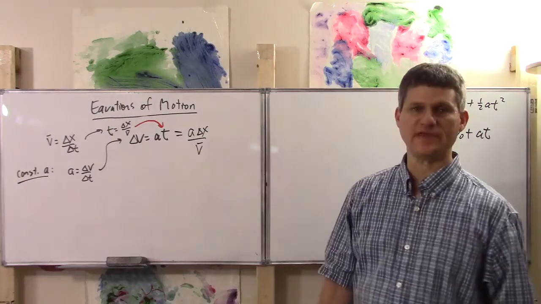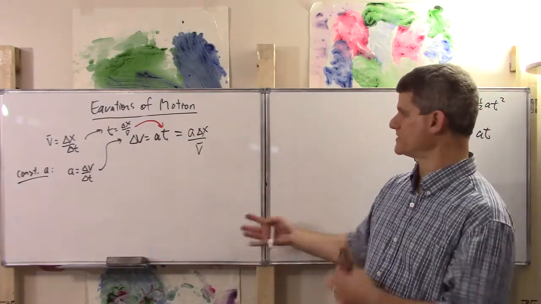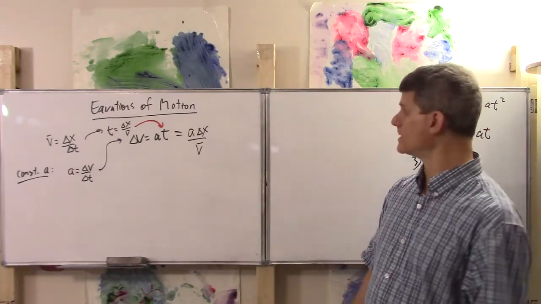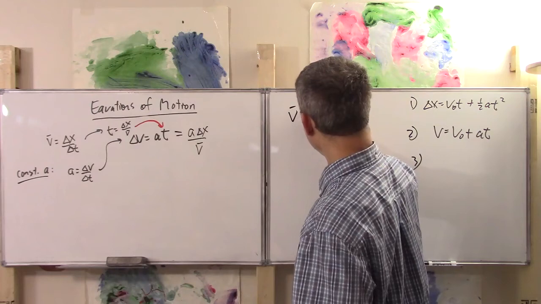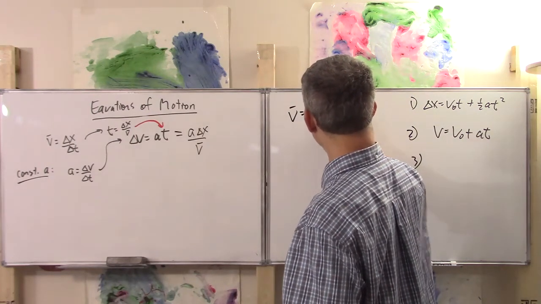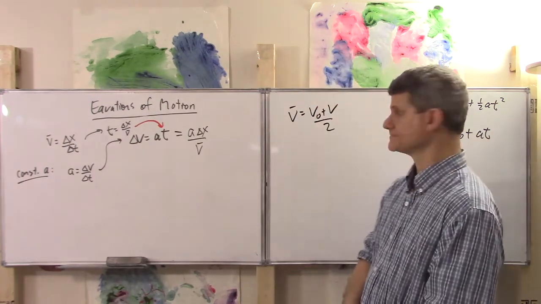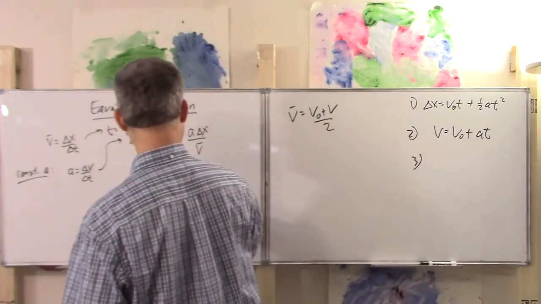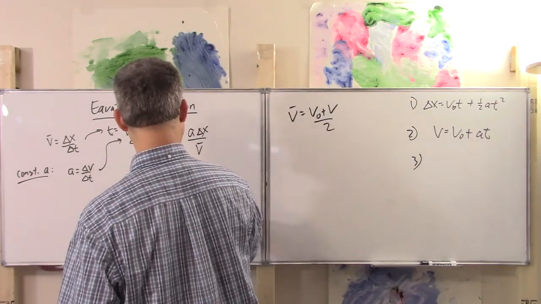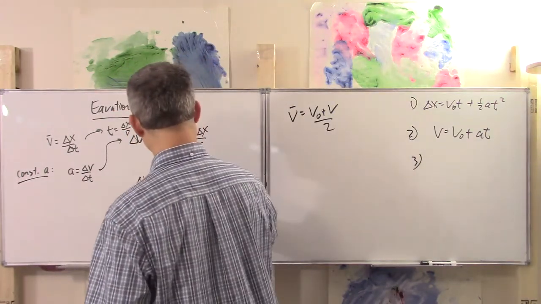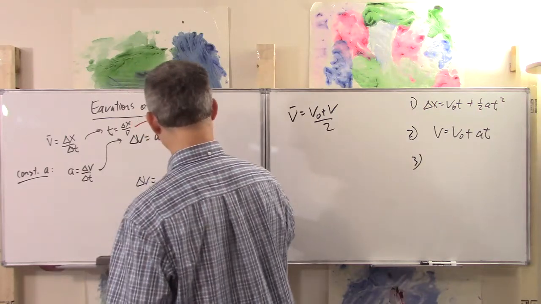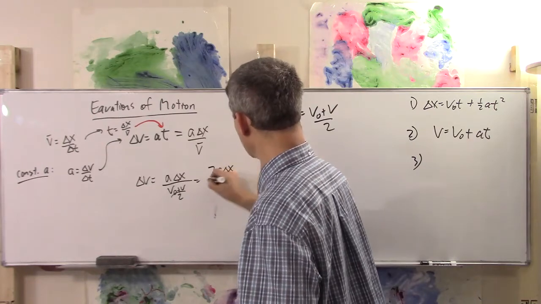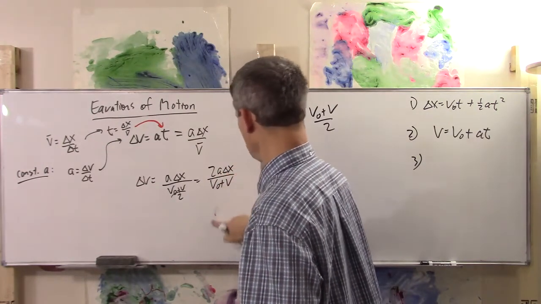Now, we don't really like to have v average in our equations because, again, that's something that's not usually known in advance of the problem, and it's also not a very useful quantity for most problems. So remember, we had v average is v0 plus v over 2. And we can substitute that in for the average velocity. So we get delta v equals a delta x over this whole thing. So v0 plus v over 2. So basically, the 2 comes up top. So we end up with 2a delta x over v0 plus v.